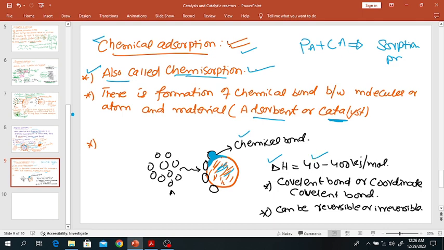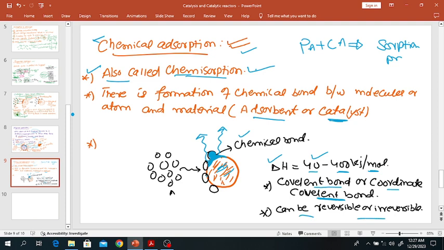When the chemical bond is formed on this surface, then quite a large amount of heat will be released, and this is an exothermic process. So the enthalpy change in the chemical adsorption process is from 40 kilojoules to 400 kilojoules per mole. The chemical bond can be a covalent bond, a coordinate covalent bond, or a complexation bond. It can be reversible or irreversible.